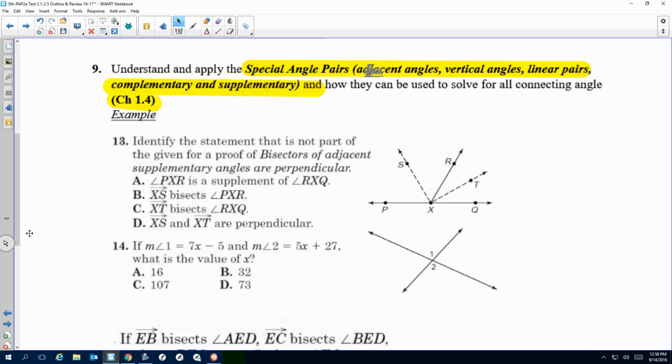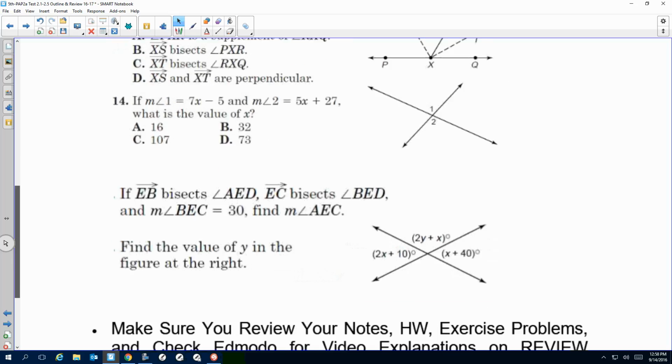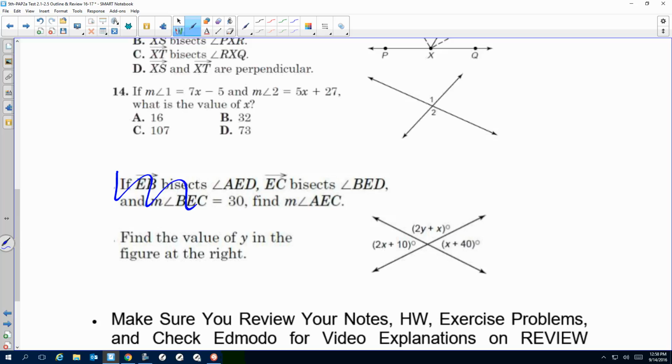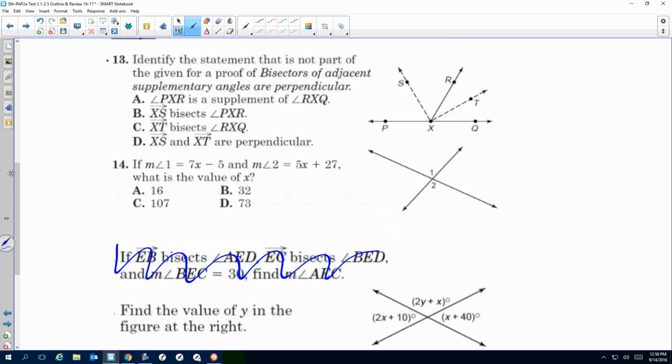You're still going to have to know your special angle pairs. Supplementary, complementary, linear pair, vertical. Okay. So right now I'm going to give you some time. I know this says if EB, right? This is wrong. This is missing the picture. That was copied wrong. Just X that out. There's 3 problems. There's 2 multiple choice, so there's 13, 14, and the one underneath that is open-ended.